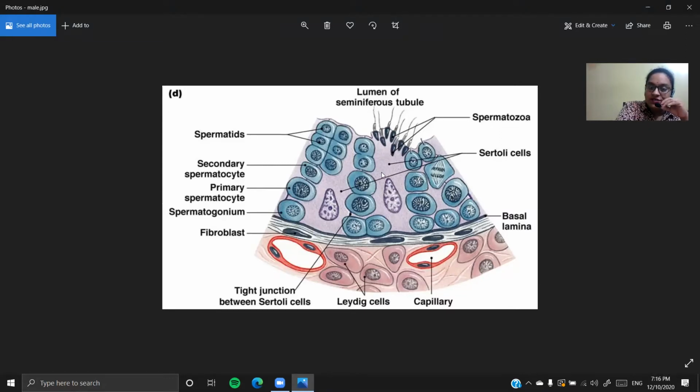You can see that the Sertoli cells are inside the seminiferous tubule. And the cells outside the seminiferous tubule are nothing but the Leydig cells. Leydig cells have the LH receptors, and they secrete testosterone. And Sertoli cells release the sperms by the spermatogenesis process. These are the ones.